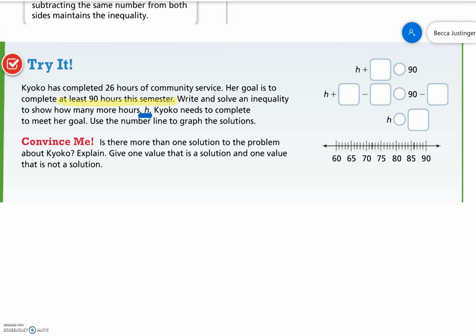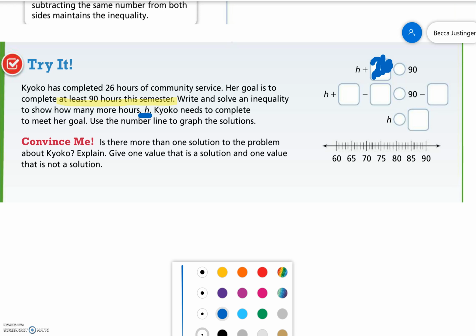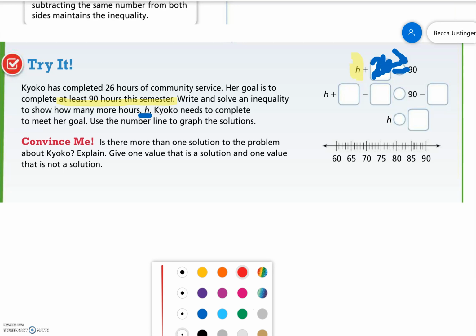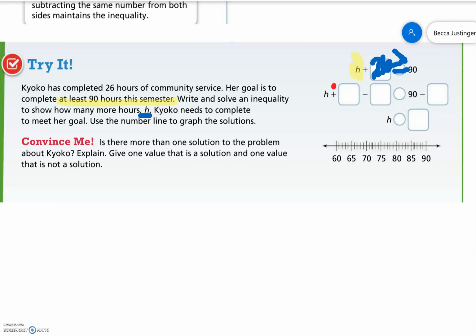So she already has 26. So we have H plus 26. And we know that the amount of hours she makes, we want it to be greater than or equal to 90. So you're going to draw your sign facing the hours. Now we're trying to get H by itself, so we need to get rid of that 26. So we are going to write the 26 in. Let's subtract the 26 because it was positive.